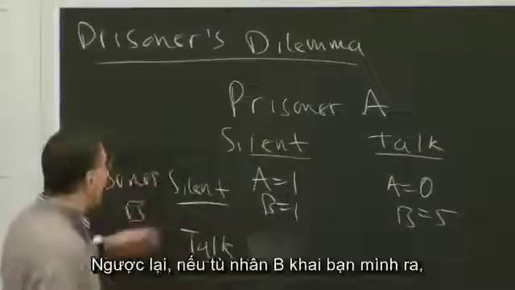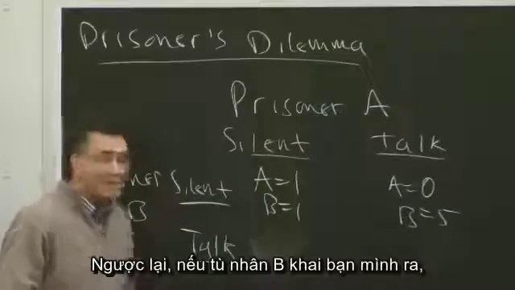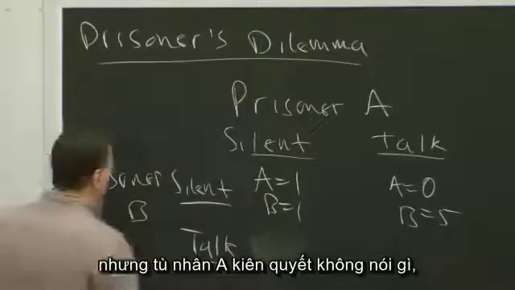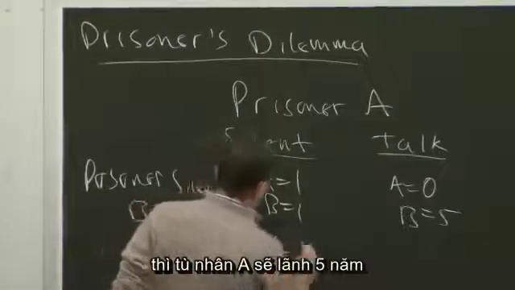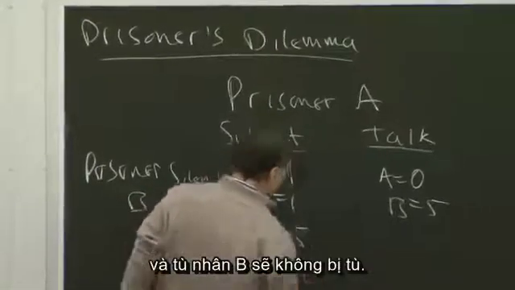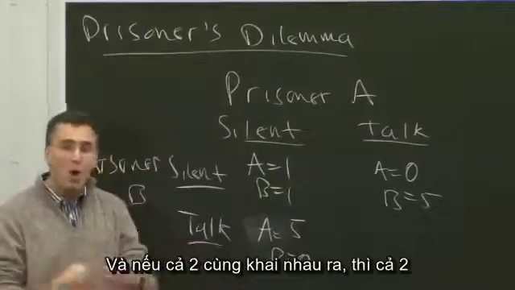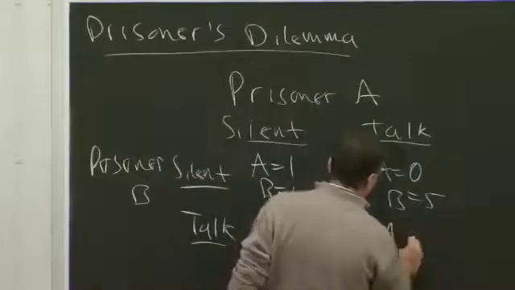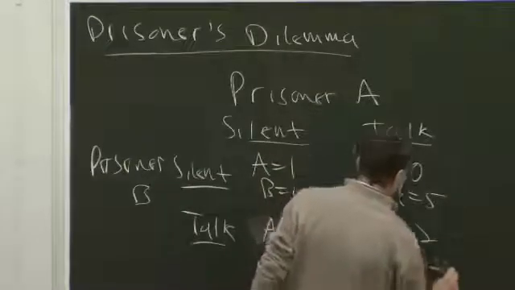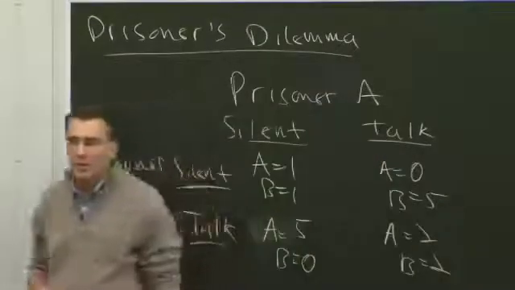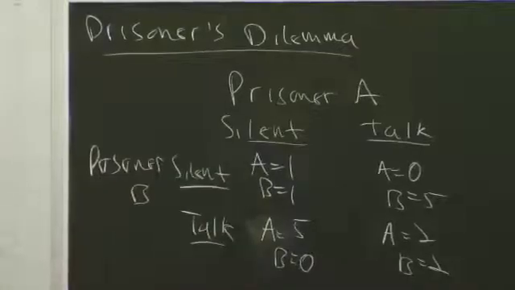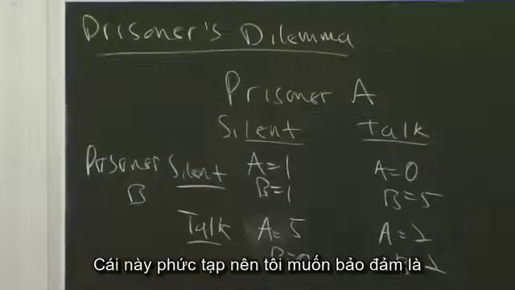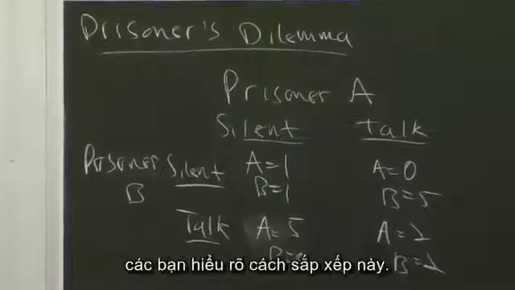On the other hand, if prisoner B rats out his friend, but prisoner A is true and doesn't say anything, then prisoner A is going to get stuck with 5 years, and prisoner B is going to get nothing. And if they both rat each other out, then they both get 2 years. Okay? So do people understand the payoff, or have questions about the setup here? This is complicated, so I've got to make sure you understand the setup.